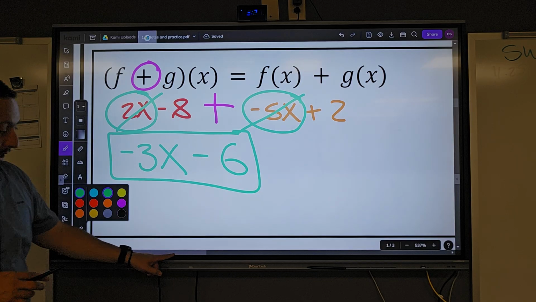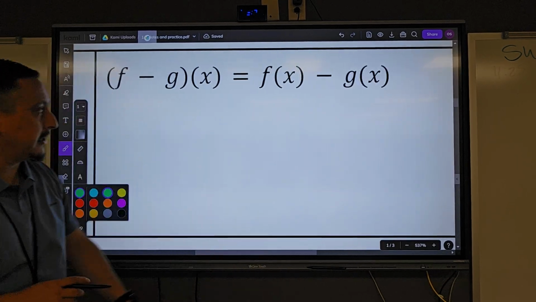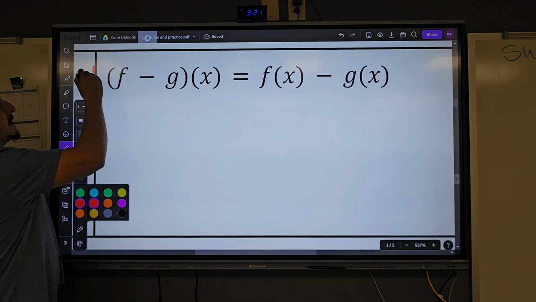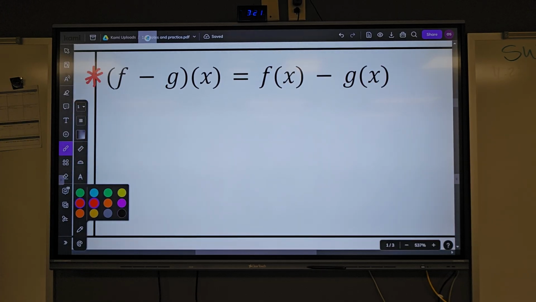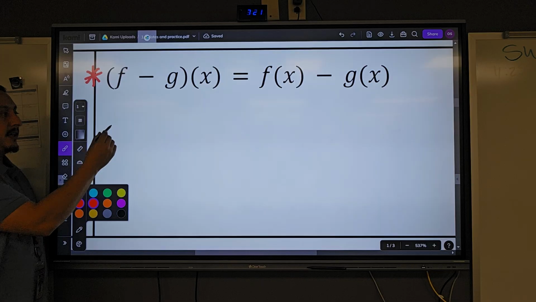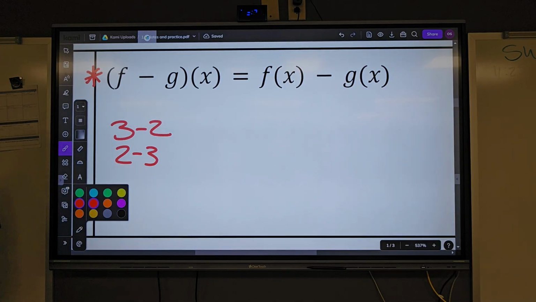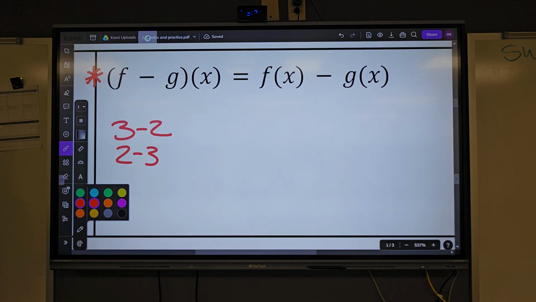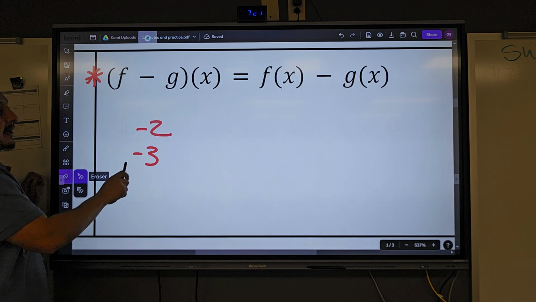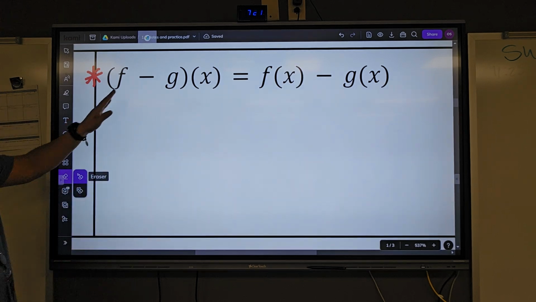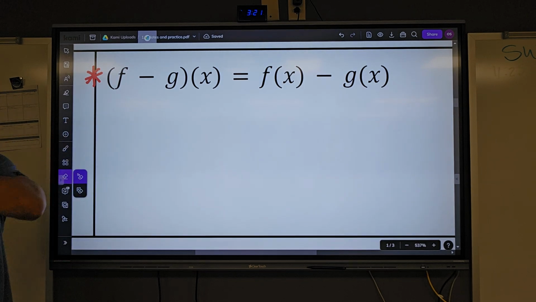Okay, let's go to subtract. Do put a little asterisk here on this one, because it's harder. Let me ask you first, is 3 minus 2 the same as 2 minus 3? No. Order matters for subtraction. For addition, it doesn't matter, but for subtraction, it does. So pay close attention to subtraction. Which one goes first? Which one goes second?